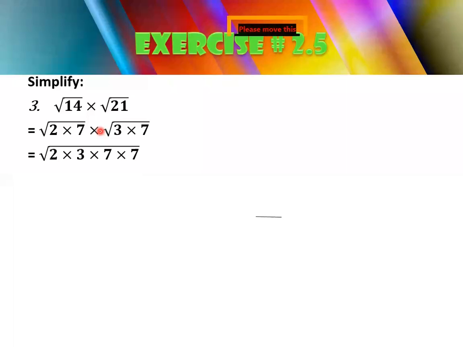There is no difference between these two numbers. As you know, these are two different square roots, but they are multiplying with each other. So what you will do, you will simply write it under one square root, under one radical symbol. And then you will write 2 multiplied by 3 multiplied by 7 and multiplied by 7.